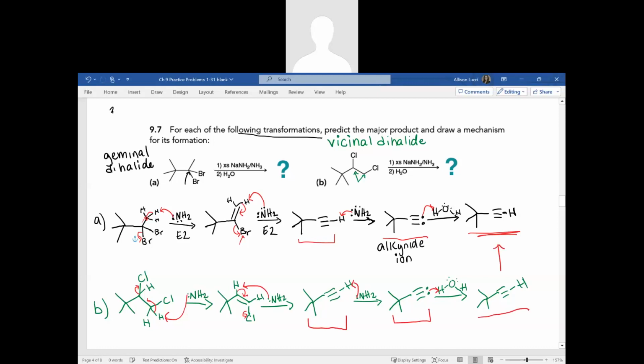And you can see these are both the same final product, even though we started with a geminal dihalide with two bromines and a vicinal dihalide with two chlorines.